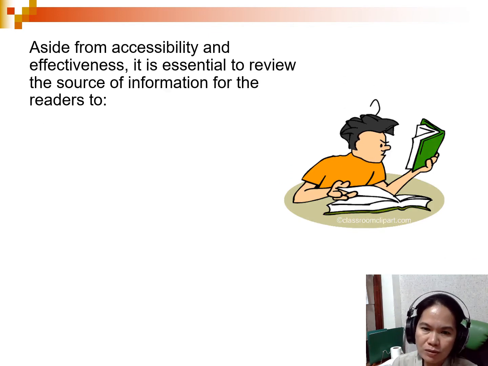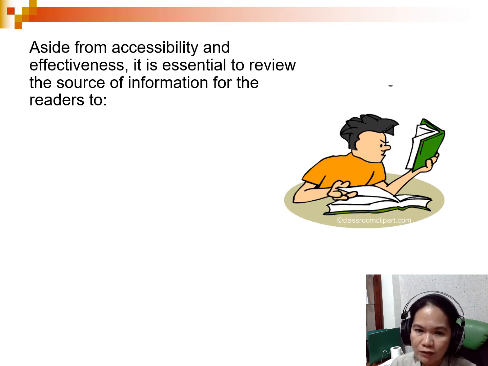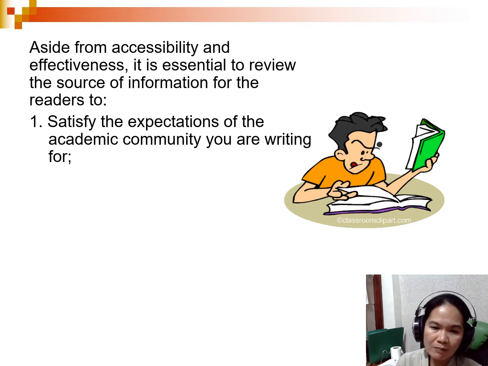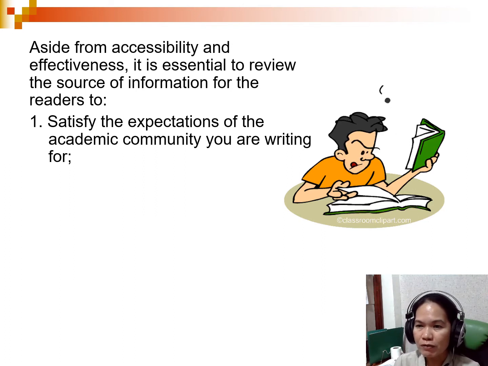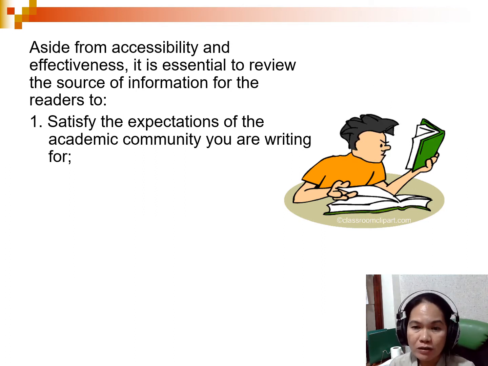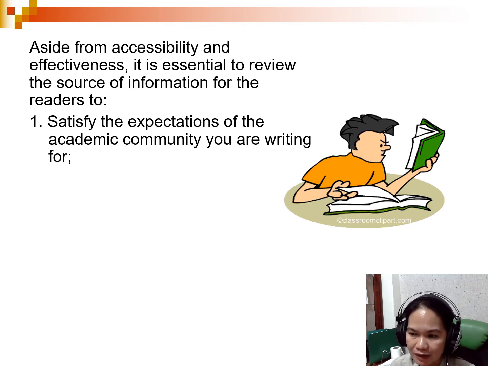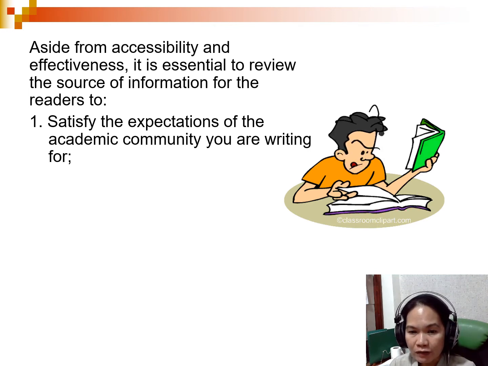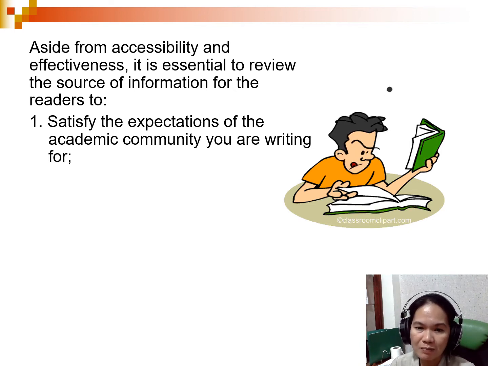So aside from those, accessibility and effectiveness, it is also essential to review the source of information for the readers to, number one, satisfy the expectations of the academic community you are writing for. So if you're going to write and present your information, linear or non-linear, aside from accessibility and effectiveness, you have to satisfy the expectations of the academic community. Okay? You have your target readers, you have your target audience. They are your academic community. So you have to satisfy their expectations.